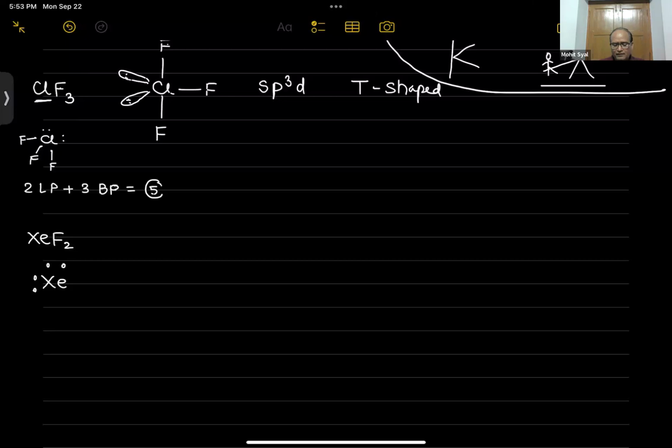Xenon is a noble gas, so we have 8 electrons. How many are participating in bonding? I need 2 of them, 1 electron each, making 2 bonds. So we have 3 lone pairs and 2 bond pairs. Total, how many? 5 of them are there. Hybridization is going to be the same, sp3d.